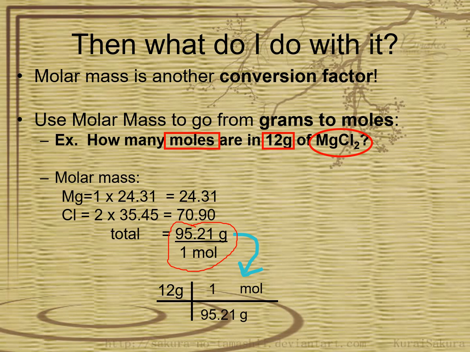Then our grams cancels out, so we cancel these units out. We have 12 times 1 divided by 95.21. And you should get 0.13 moles. We ended in moles, and that is what the problem was asking for. So this is a one-step conversion problem. So we'll start with one step, and then we move to 2 steps.